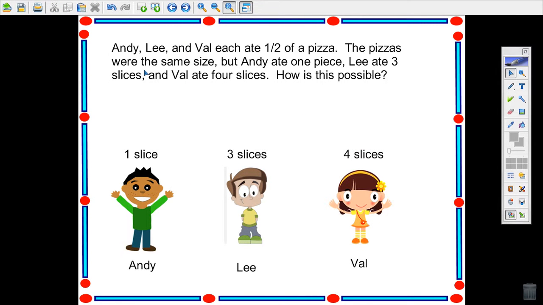So let's look at this problem real fast. Andy, Lee, and Val each ate half of a pizza. The pizzas were the same size, but Andy ate one piece, Lee ate 3 slices, and Val ate 4 slices. How is this possible? And by the way, piece is the same as a slice. They're synonyms for each other. So Andy ate 1 slice, Lee ate 3 slices, and Val ate 4, and yet they each ate half of the pizza. So how is that possible? We'll come back to this problem later after studying equivalent fractions more.